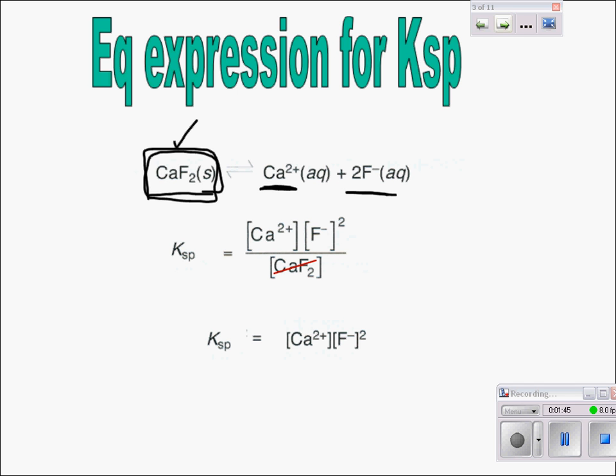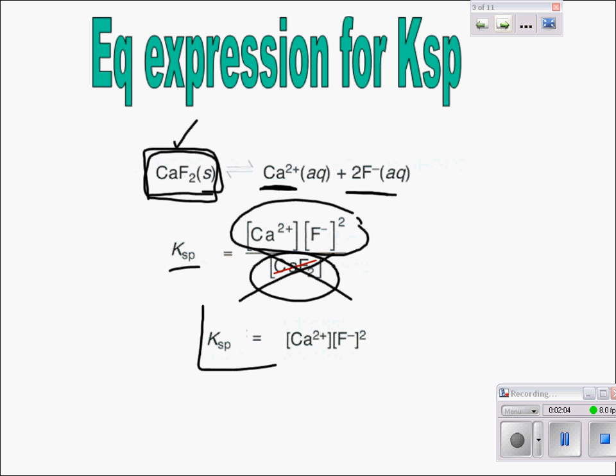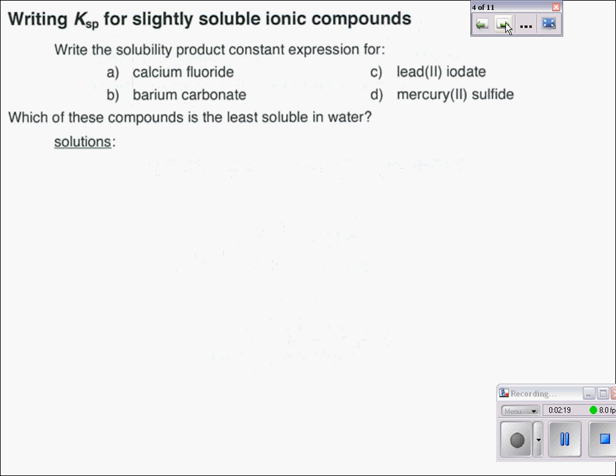When we write a Ksp expression, it's the same as what we've done: products over reactants. The one difference is that we do not include the reactant in any Ksp expression, because it's a solid. If you remember from the previous chapter, solids and liquids are not included in the equilibrium expression. So our Ksp expression is Ksp equals the concentration of Ca2+ to the first power times F- to the second power.